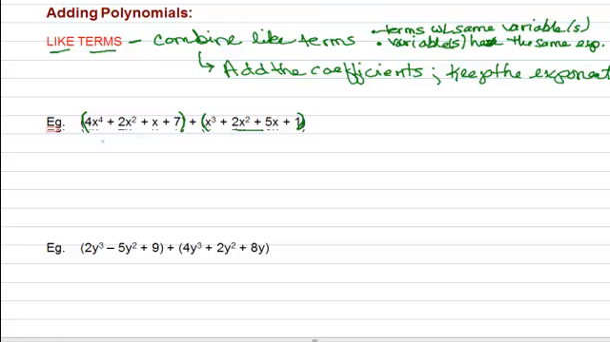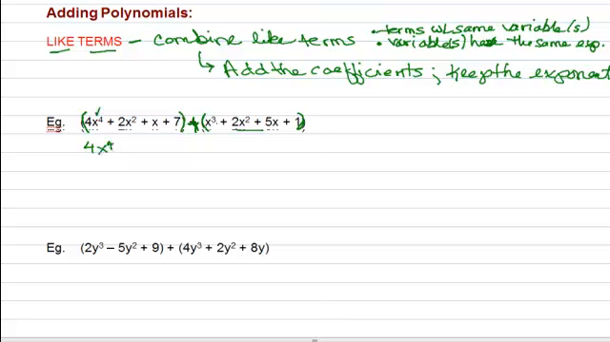Because this is a plus, and there's no number before anything, there's no exponent on any of these parentheses, we can literally just drop the parentheses. I'm going to do that, and as I do it, I'm going to put the like terms together at the same time. So I'm going to take 4x to the 4th power.